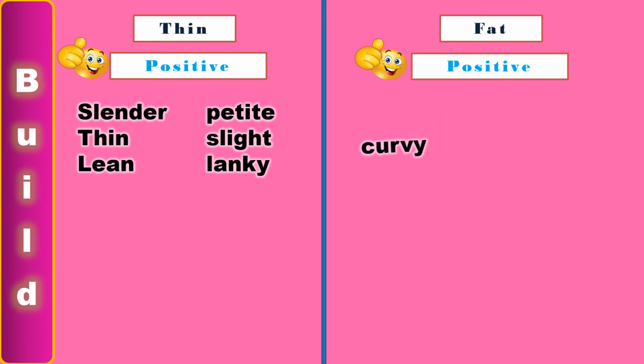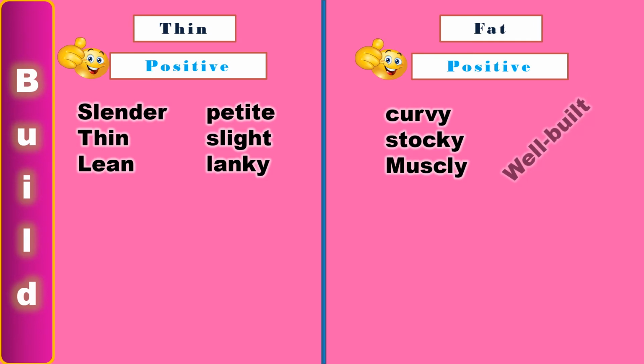Next, for fat, you can use the word curvy, especially for ladies or women. Or you can also use the word curvaceous. The next, you have the word stocky. You can use this one for men. And then muscly, meaning to say you have too much muscle in your body. And then well built.